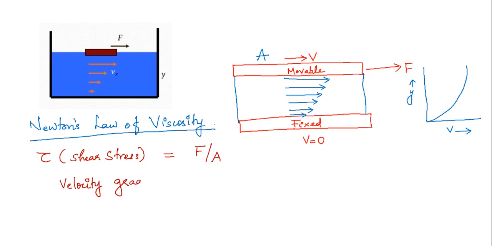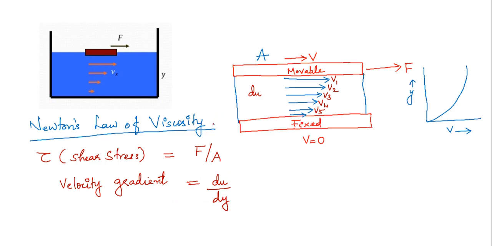velocity gradient. Velocity gradient is the rate of change of velocity. So here we can say that V1, V2, V3, V4, V5 are the velocities of different layers of fluids. So there is a change in velocity between each layer. Suppose the change is du. So we can write the velocity gradient as du by dy. du is a change in velocity and dy is a change in distance. So velocity gradient is given by du by dy.